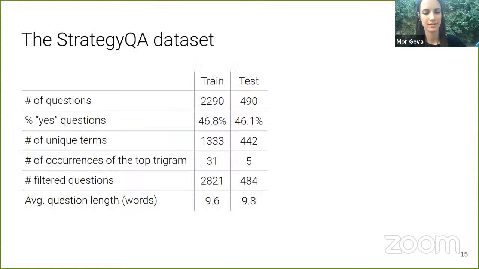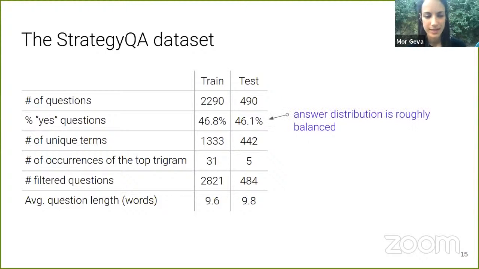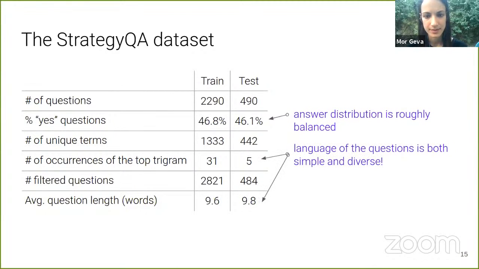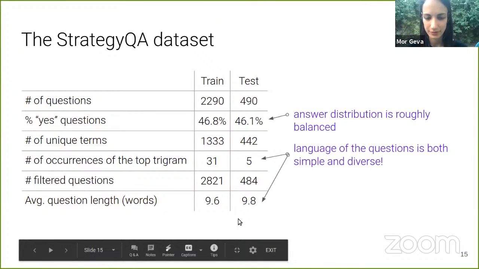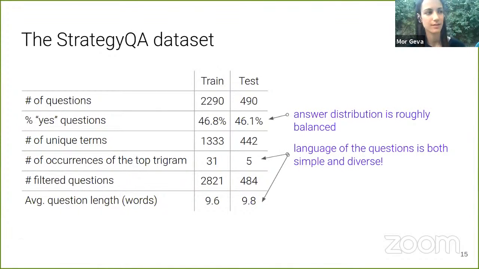So we run this pipeline, and here are the collection results. We overall collected 2,800 questions, around that number. I didn't mention it before, but we also control the answer distribution. So we can see here that it's roughly balanced. You can also see that the questions, in terms of their language, are both simple but diverse. Simple because questions have on average 10 words. And if you count the trigrams, you will see that the most common trigram appears only in 1% of the data. This shows that the workers do not follow a specific pattern, and they use diverse language.